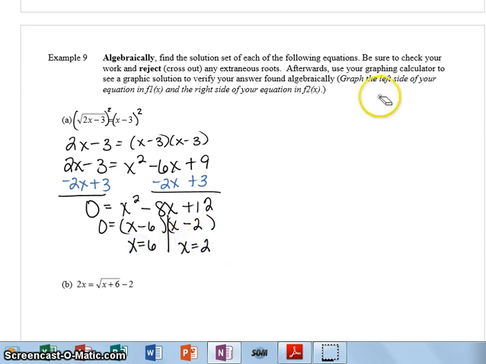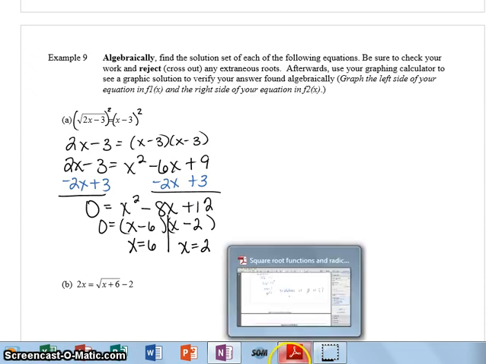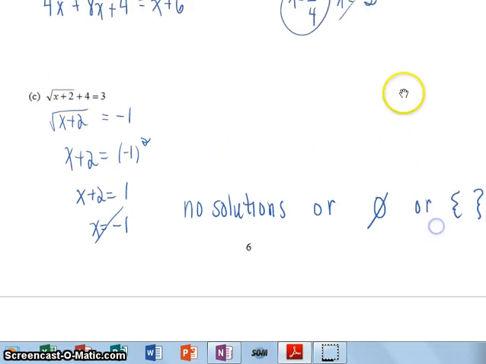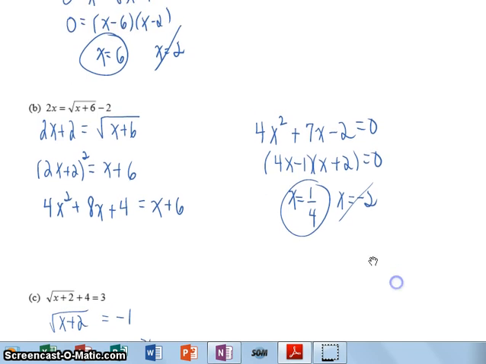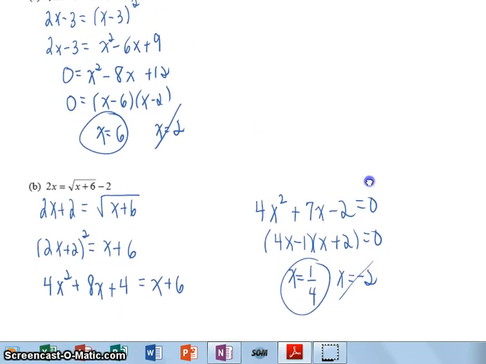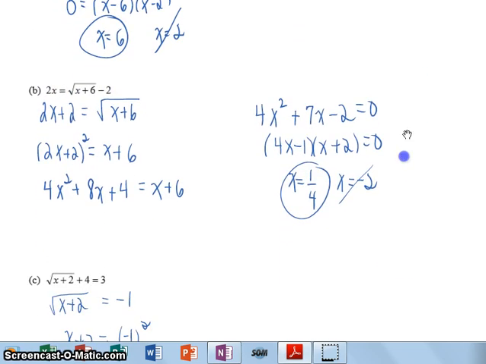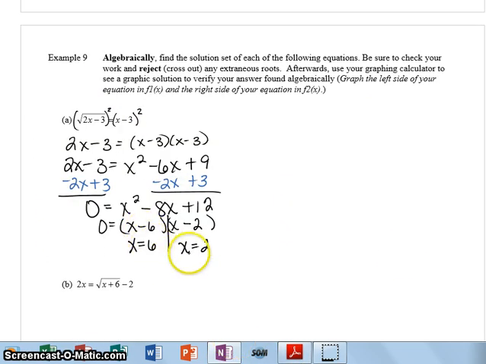Okay? It says be sure to check your work and reject, cross out any extraneous roots, okay? If you were to put the original equation in your graphing calculator, you're going to see if there was 1 or 2 points that was actually accepted there. So if I look on my graphing calculator here, you're going to notice that the 2 gets rejected. Okay, that's an extraneous root, so x equals 2 gets rejected. So I'm only going to accept the 6.